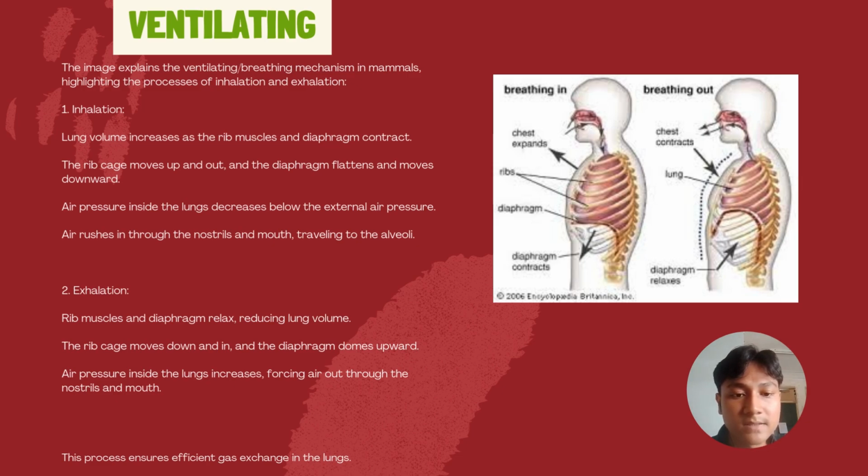Second, exhalation. Rib muscles and diaphragm relax, reducing lung volume. The rib cage moves down and in, and the diaphragm domes upward. Air pressure inside the lungs increases, forcing air out through the nostrils and mouth. This process ensures efficient gas exchange in the lungs.